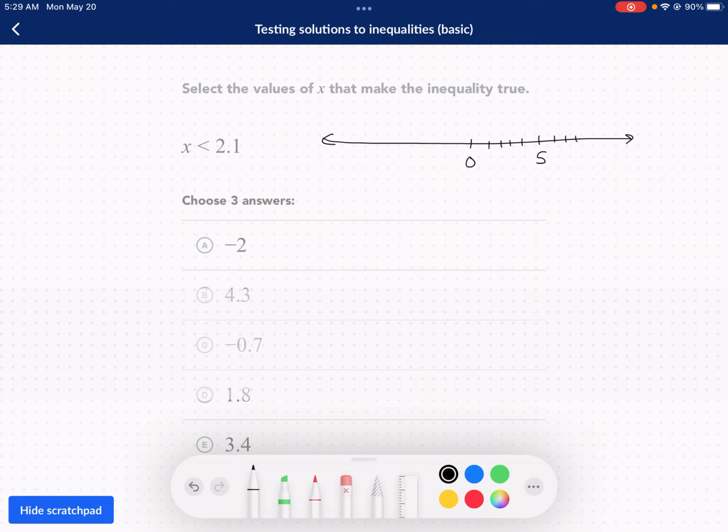So I'm going to go all the way to 10 here, 9, 10, and then I'm going to go into the negatives as well. So there's negative 5, 6, 7, 8, 9, and then negative 10. Okay, so I'm going to go ahead and start then.